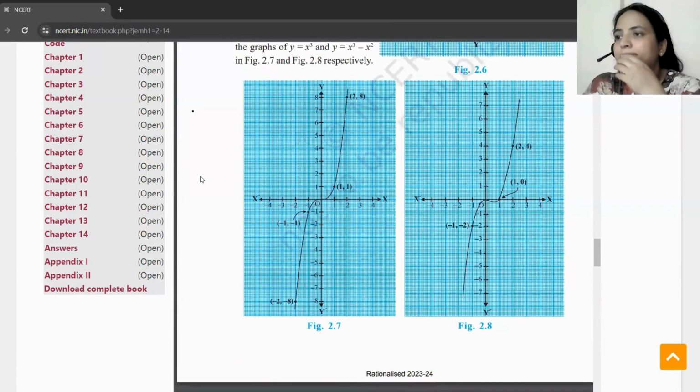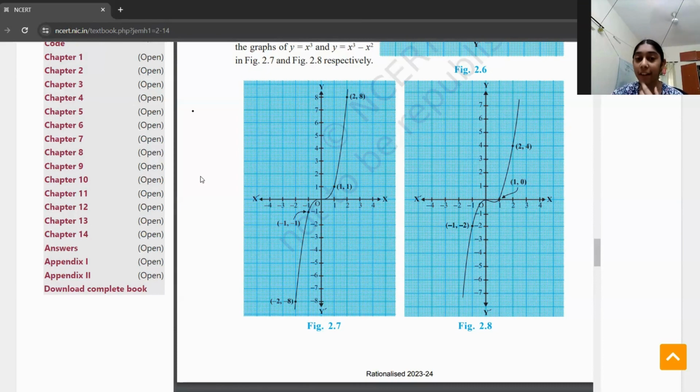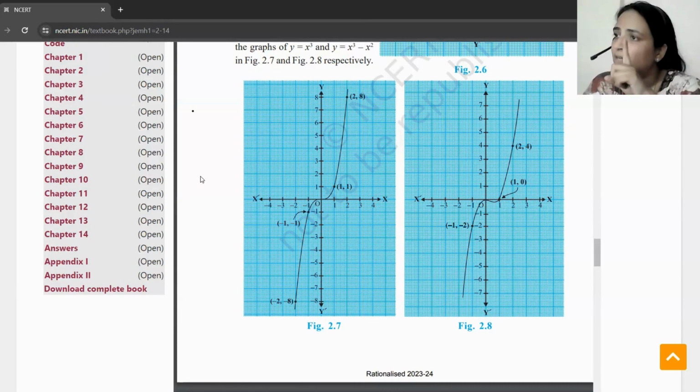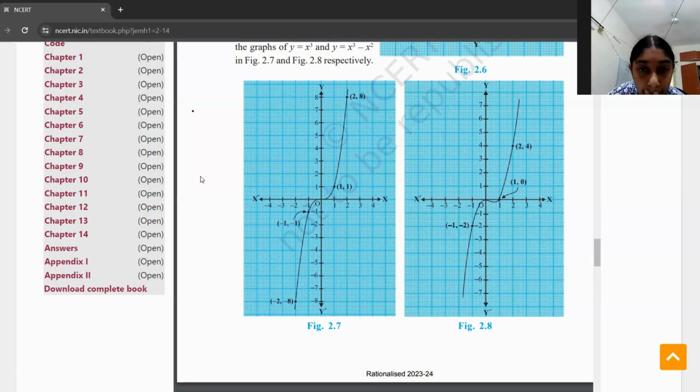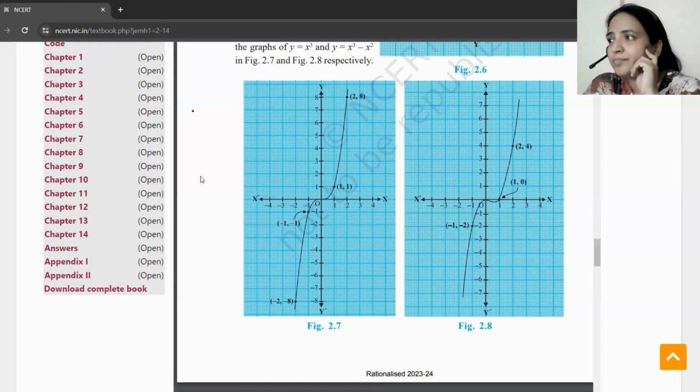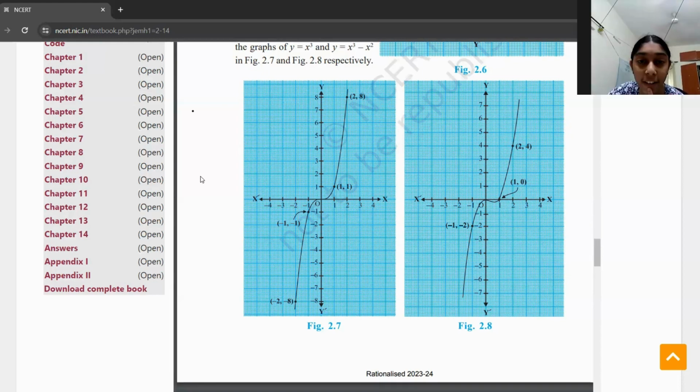Ma'am, how is it that the first one is not cutting the x-axis? I do not get how they cut it. It is cutting the x-axis at one single point. Linear polynomial is sitting there. Ma'am, and where is that single point? 0, 0, the origin, beta.